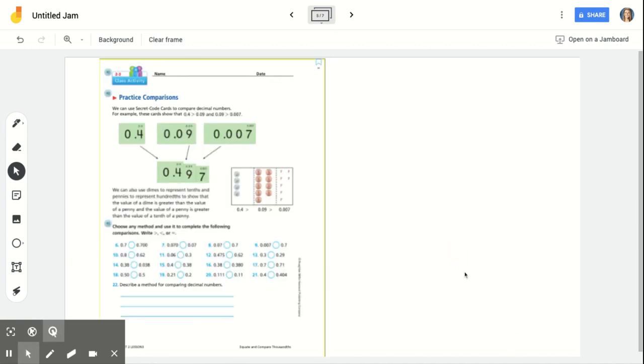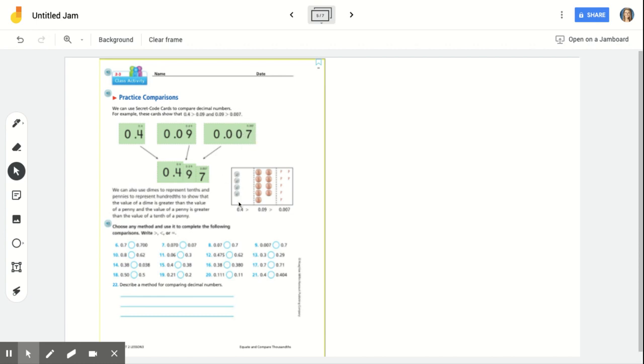Okay, and then on the next page, on page 44, I'm going to read the heading out loud. It says practice comparisons. Please follow along with me reading this out loud in your book. It says we can use secret code cards to compare decimal numbers. For example, these cards show that 4/10 is greater than 9/100 and 9/100 is greater than 7/10.